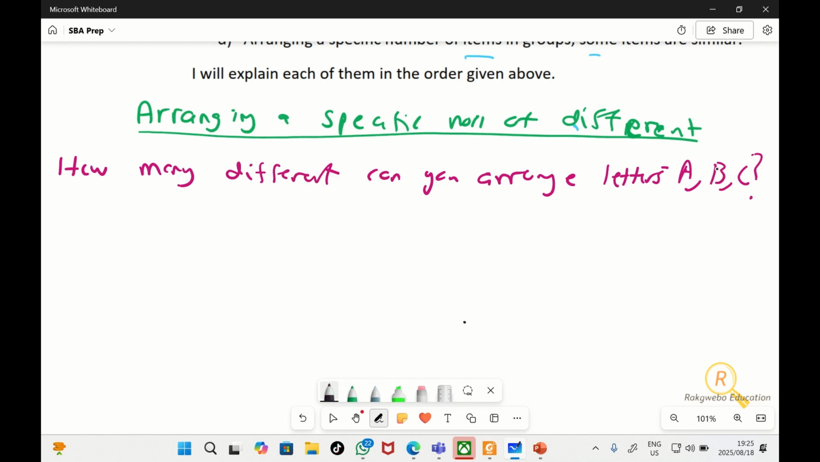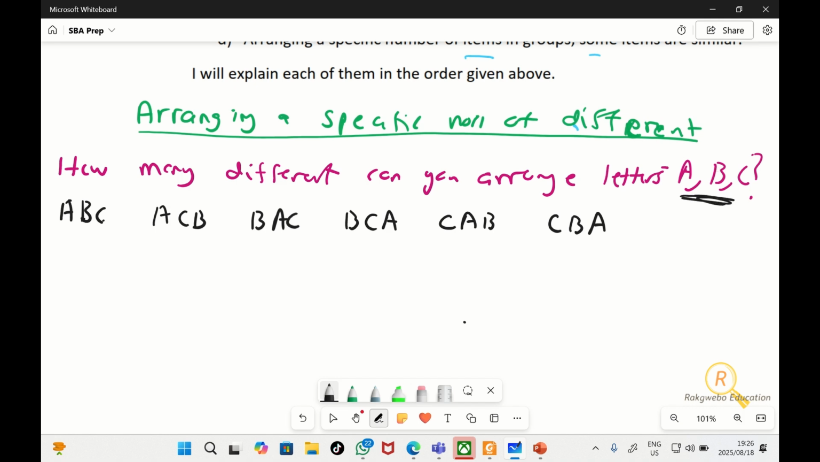This is the combinations. So you can either have A, B, C. You could have A, C, B. So these two swap, or you could start with B and have B, A, C, or you could have B, C, A, or they could start with C. You could have C, A, B, or you could have C, B, A. So here we are looking for different ways in which we could arrange A, B, C.